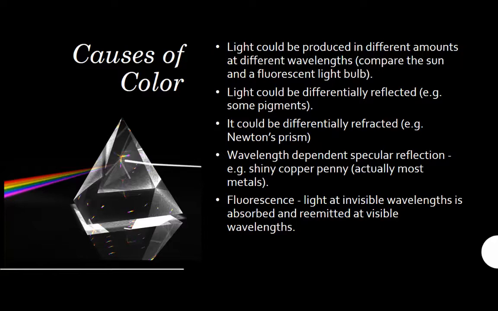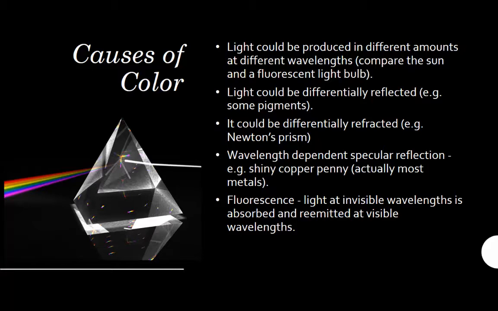Light at invisible wavelengths is going to be absorbed and re-emitted at visible wavelengths. Do not confuse this with luminescence. In living systems, sometimes you'll see what they call bioluminescence. That is a chemical reaction that is releasing light. Fluorescence is the absorption and re-emission of an invisible wavelength as a visible wavelength. You can kind of see this with, say, a glow-in-the-dark t-shirt or something like that.